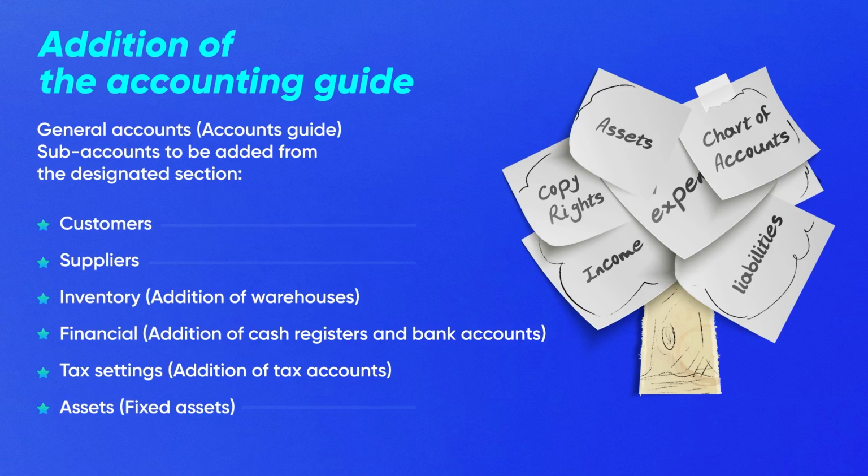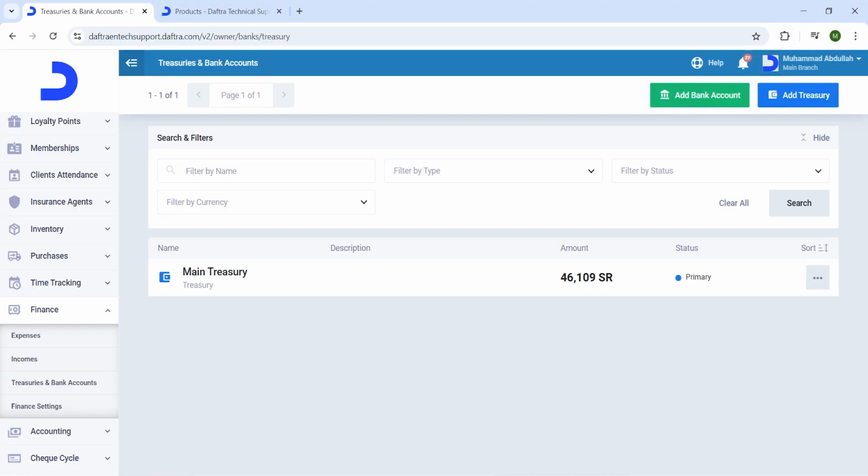Now we will start talking about the treasuries and bank accounts. Head to Finance and then Treasuries and Bank Accounts. And in here we will find both options to add a treasury or a bank account, and we'll explain more details about the differences between them. We'll also find that a main treasury has been created by default in the system, and to add a new treasury, click on Add Treasury from the top right corner.